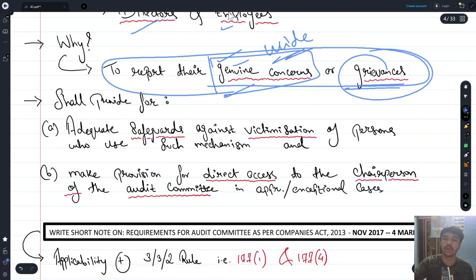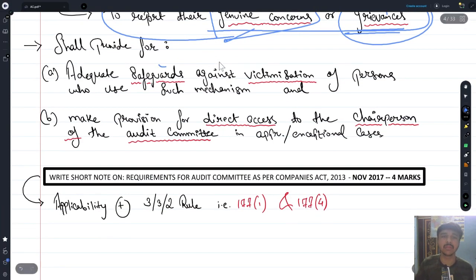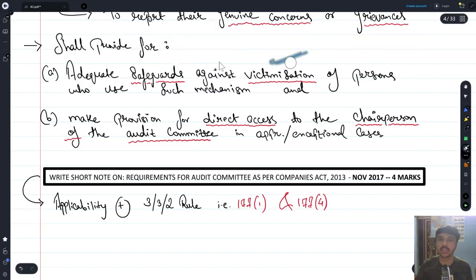And what it should provide for: the vigil mechanism should provide adequate safeguards against victimization. Obviously, you have complained about your boss to your senior manager. The next day, your manager hires somebody and kills you. That shouldn't happen. Or he just tells you, you have told about me, now just see what I do to you. You're going to be dead by tomorrow end. No, the vigil mechanism should have adequate safeguards against victimization. They should not feel that if they complain, the manager is going to kick them out of the company. No, they should not feel this.